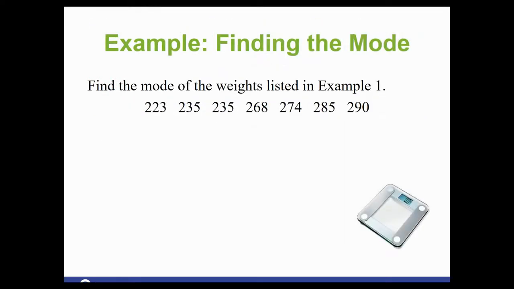So find the mode of the weights listed in example 1. It helps if you have your data set in order to find the numbers quickly, but what you're looking for is any time a number repeats. So I would go through, if I had a longer list, and I'd underline all the things that repeated, and then whichever one repeated the most, so think of it that way, mode and most, that's the one that's your mode. So in this case, the only number that repeated was 235. That's going to be our mode.